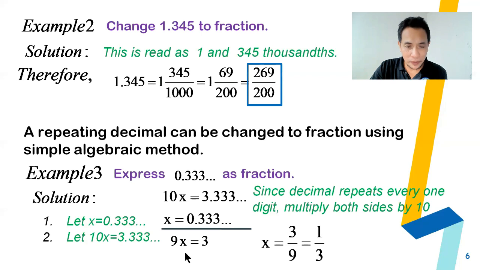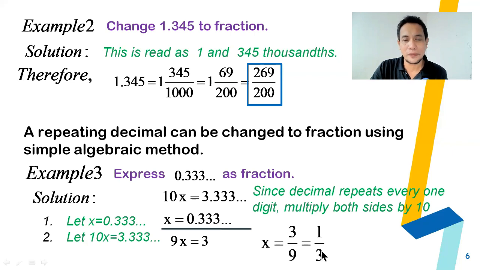Our main purpose here is to find the value of x. So we divide both sides by 9. This is now the result: x is equal to 3 over 9. 3 over 9 is reducible. Therefore, x is equal to 1/3. To generalize, 0.3333 repeating is equal to 1/3. The fractional form of this repeating but non-terminating decimal is equal to 1/3.